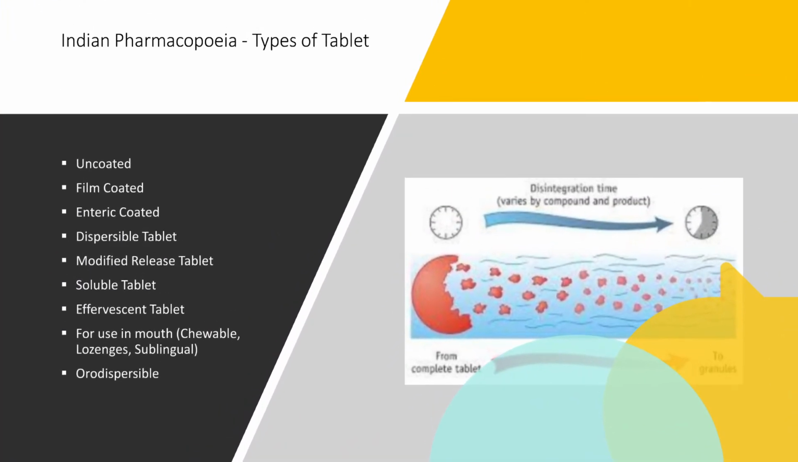As per pharmacopoeia, tablets are classified as follows. For different categories, there are different specifications mentioned for the disintegration test. For example, uncoated tablets, film coated tablets, enteric coated tablets, dispersible tablets, modified release tablets, soluble tablets, effervescent tablets, and tablets to be used in the mouth, for example, chewable tablets, lozenges, sublingual tablets, then orodispersible tablets.